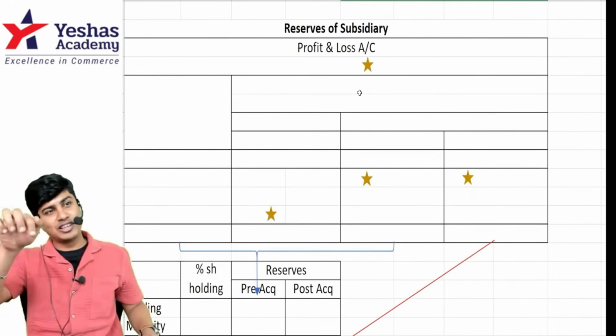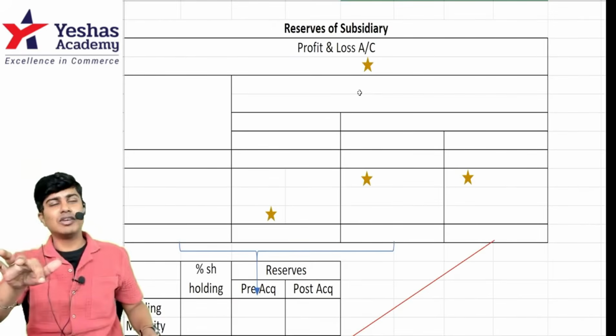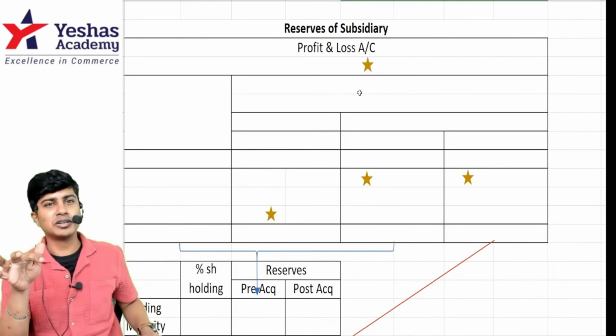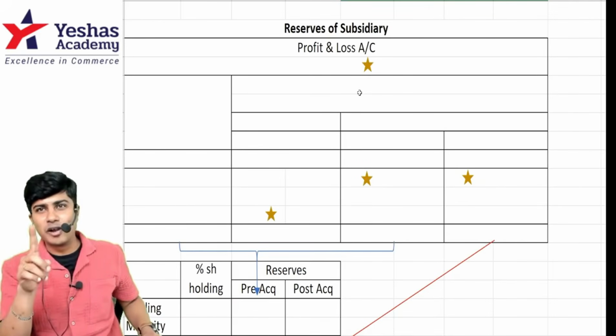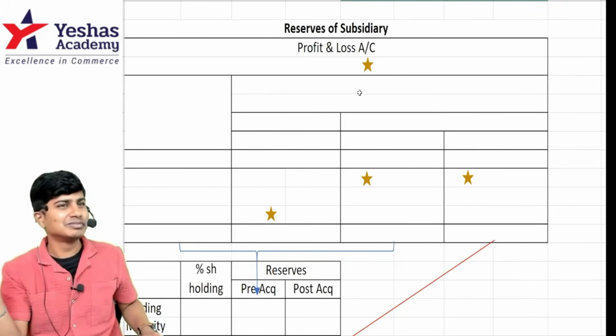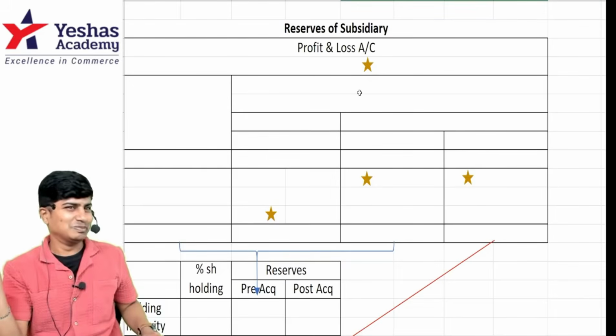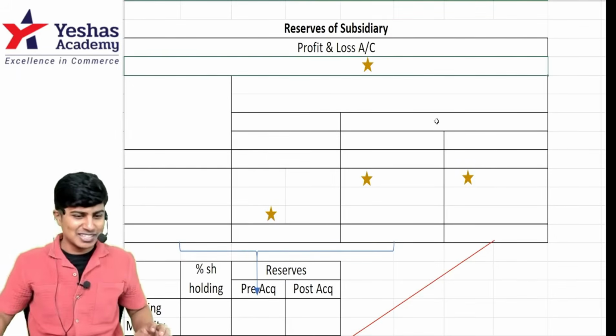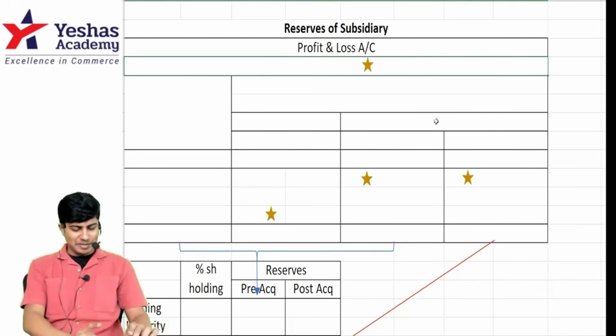12,500 is the profit for the year, which is normal. What is 12,500? Pre or post? Normal profit for the year. That should be split 6 by 12, 6 by 12. Now you will get pre together, post together, you will get the answer. I'll show this. Only trick is this, rest everything is easy.